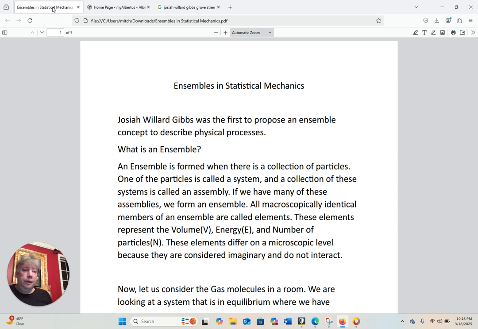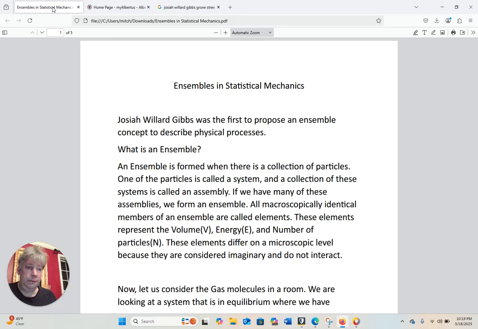So what is an ensemble? An ensemble is formed when there's a collection of particles. Okay, one particle is called a system, and a collection of these systems is called an assembly. If we have many of these assemblies, we form an ensemble. Okay, so all macroscopically identical members of an ensemble are called the elements.